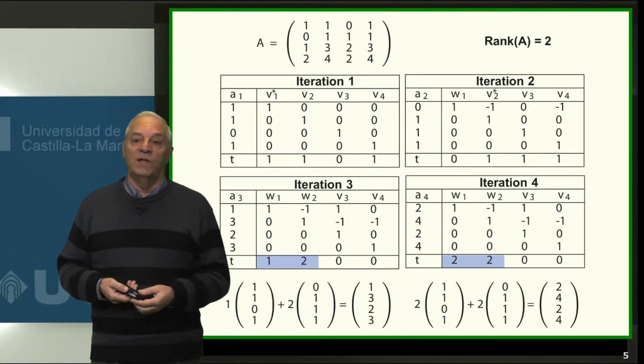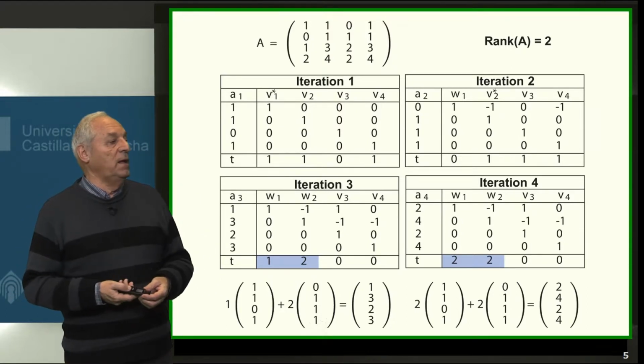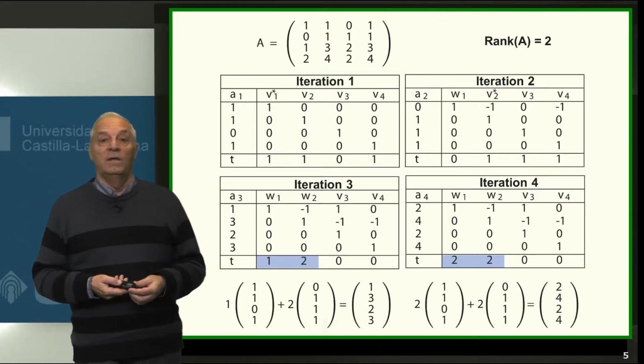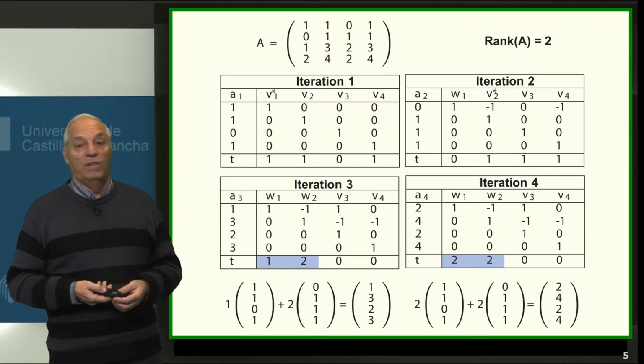Then, this algorithm discovers that vector a3 does not contribute to the rank, because it is a linear combination of the previous vectors. In addition, we discover the combination that we have to use to obtain a3.